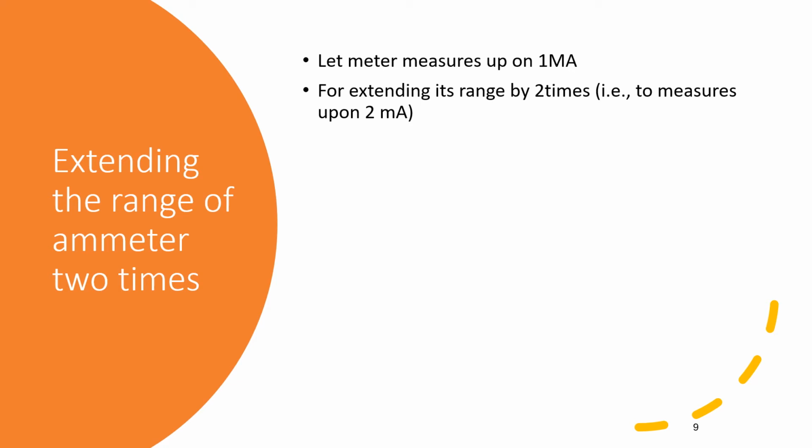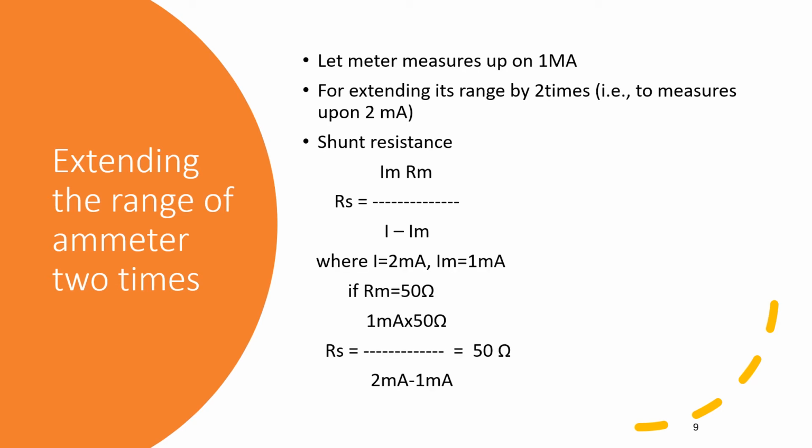So, if you take one example, let a meter measure a current up to 1 milliamp. If I want to extend its range by 2 times, that is, I want to measure 2 milliamps, we can use the formula Rs equals Im Rm by I minus Im. You know the extended range of the meter is 2 milliamps. The original range of the meter is only 1 milliamp.